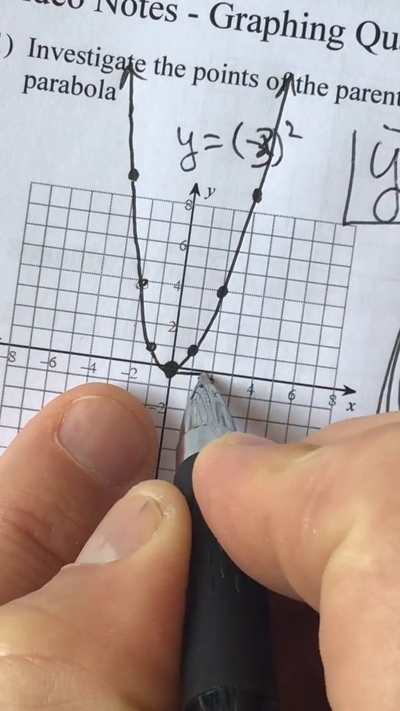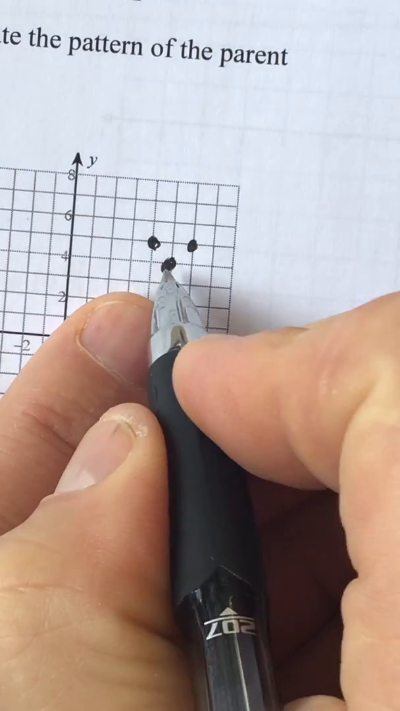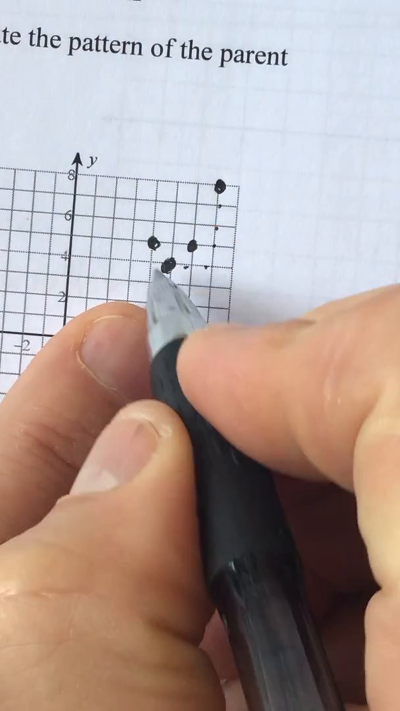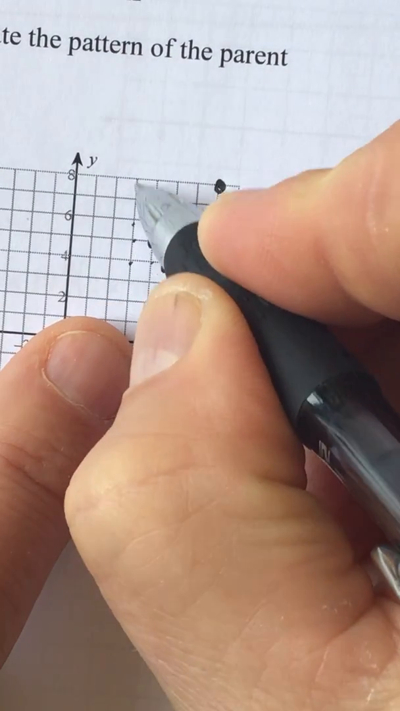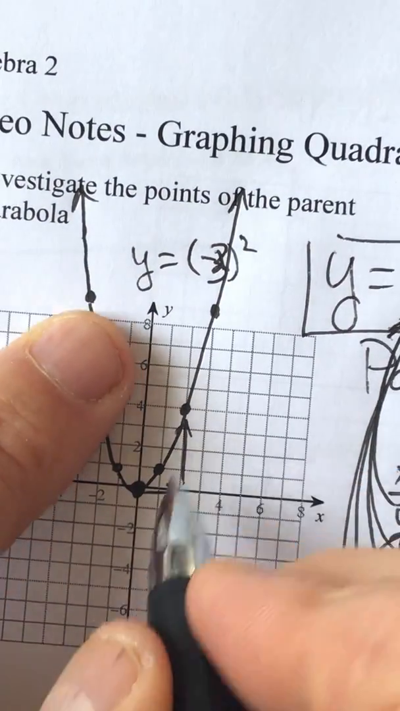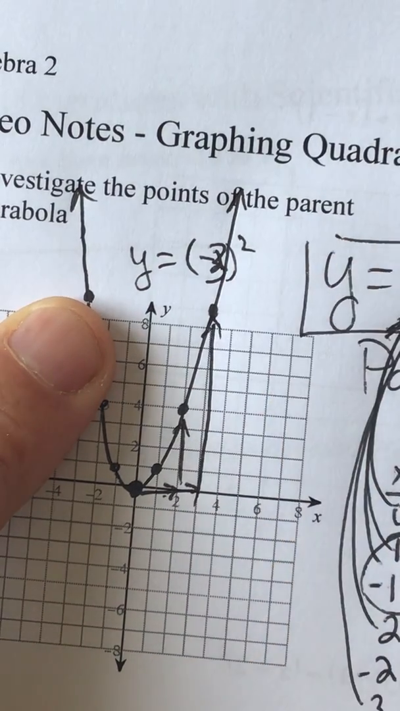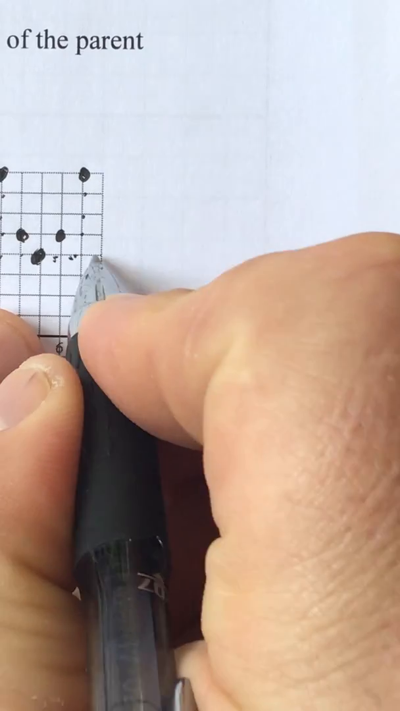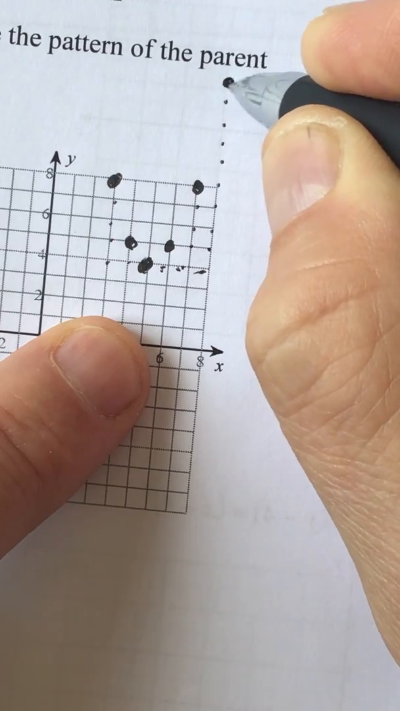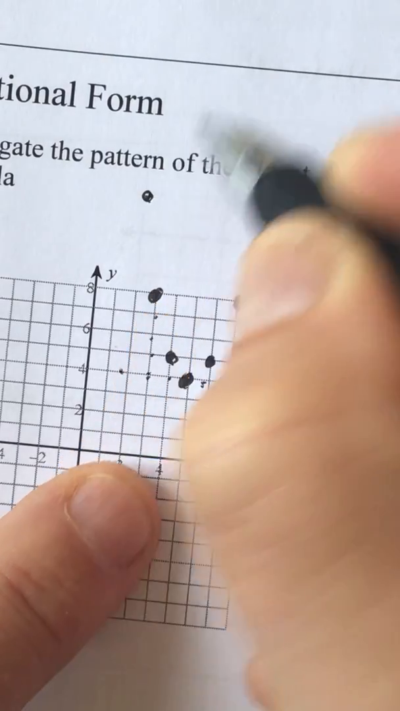To get to the next dot, we went over 2, and then we went up 4. So 2, 4 from the new center. 1, 2, 1, 2, 3, 4 would put it right there. And 1, 2, 1, 2, 3, 4 would put it right there. And then the next dots of the parent were over 3 up 9. It's always going to be over 3 up 9. So 1, 2, 3, and 1, 2, 3, 4, 5, 6, 7, 8, 9 would be right there. And then go 3 the other way, and up 9 would be right there.